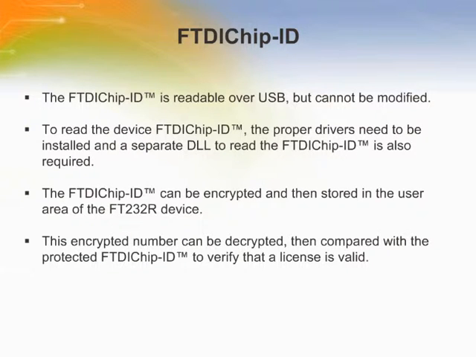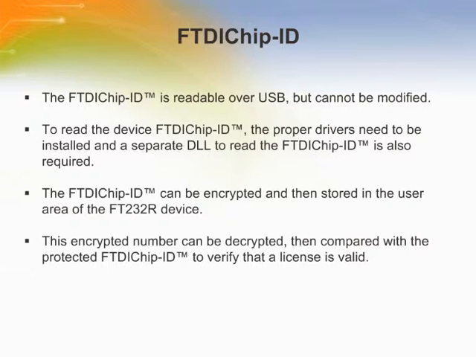Each FT232R USB Universal Asynchronous Receiver Transmitter IC has a unique identification number burned into it during the manufacturing process, the FTDIChip-ID. The FTDIChip-ID is readable over USB, but cannot be altered by the end user. This feature provides a way of tying application software to a specific device with a high level of security.